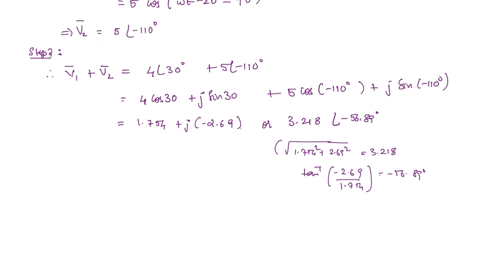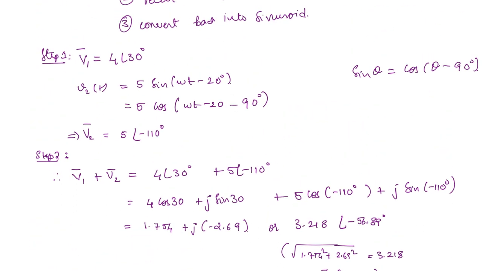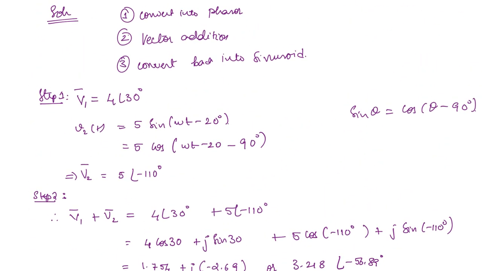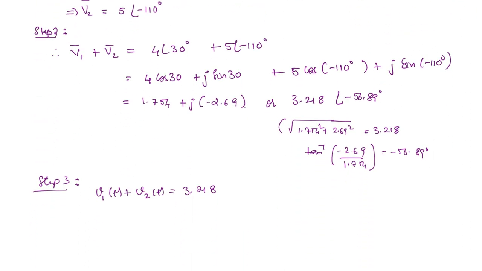Then what is the final step? You have to obtain the sinusoid form back. So V1(t) plus V2(t) is now equal to 3.218. We have represented both functions in terms of the cos function, so we have to use cos only, not sine. So 3.218 cos, and what will be the frequency? (omega t − 56.89 degrees).